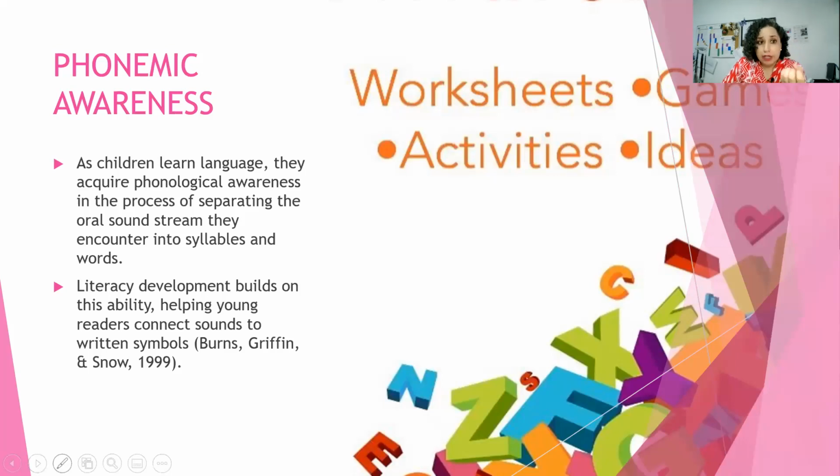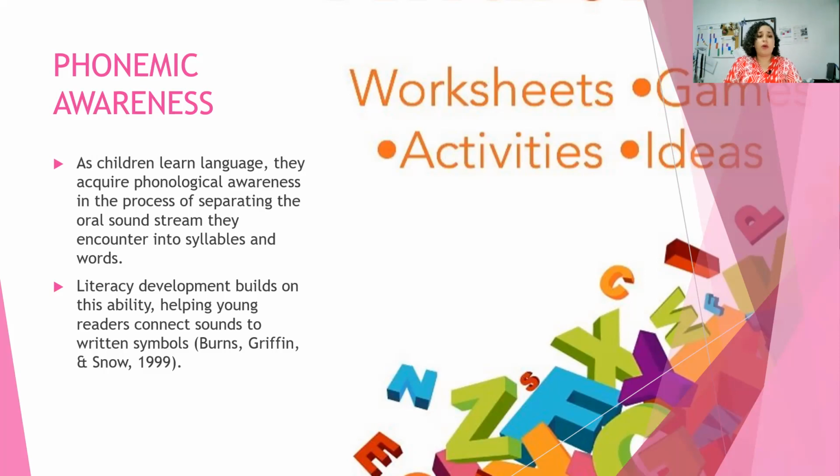So you need to be aware of this. In order to bring awareness to this, we are going to start practicing the phonemes. Phonemic awareness. As children learn language, they acquire phonological awareness in the process of separating the oral sound stream they encounter into syllables and words. So we need to go back to how we learned to speak to understand phonemes. And we are going to behave as children. And I'm going to give you some examples and a little game, as games for children, because we need to start practicing that way. If you are learning and learning and learning more, then you can move on as adults.